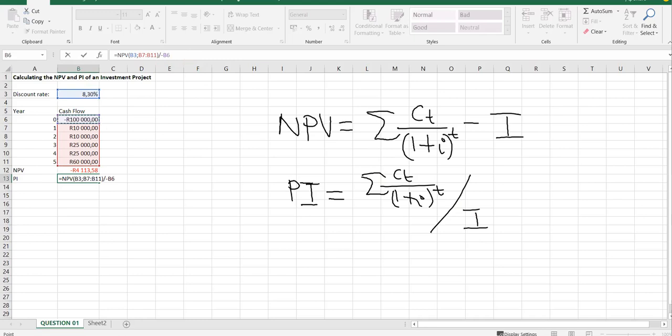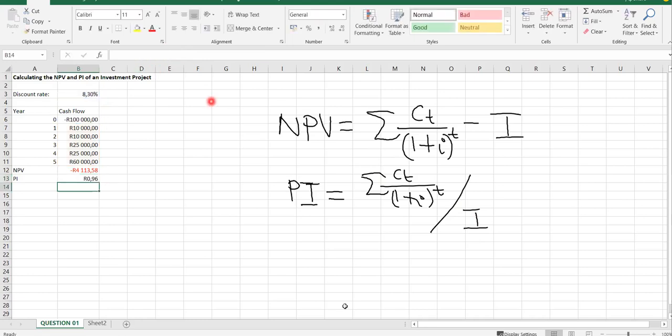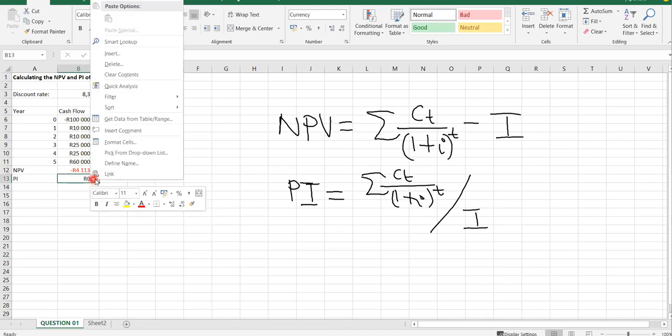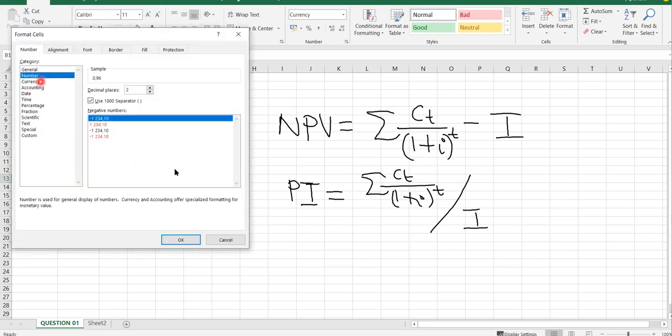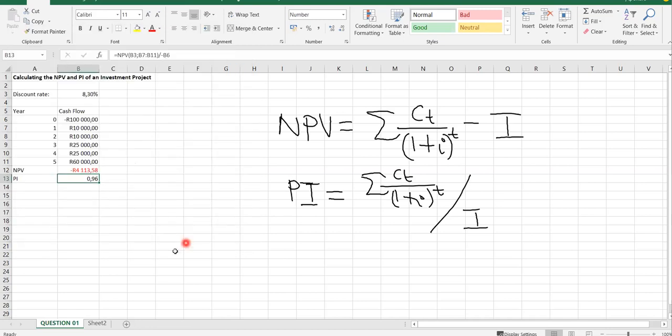So try to remember it, even for the exam papers. That is the formula that you use for profitability index. You put a negative after the division. So there you go. It's 0.96. So let me just remove this rand because it's assuming that you're working in rands. It's supposed to be a number. These one places. All right. So that is the profitability index, 0.96.